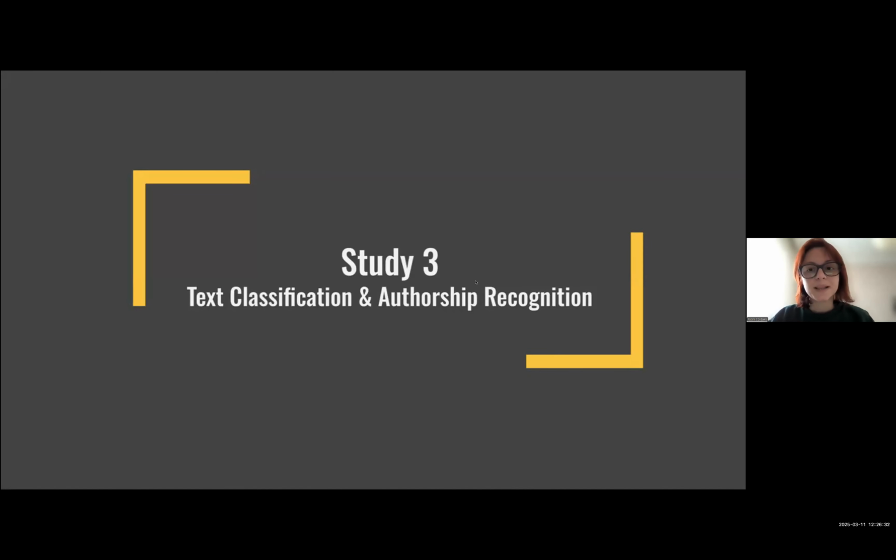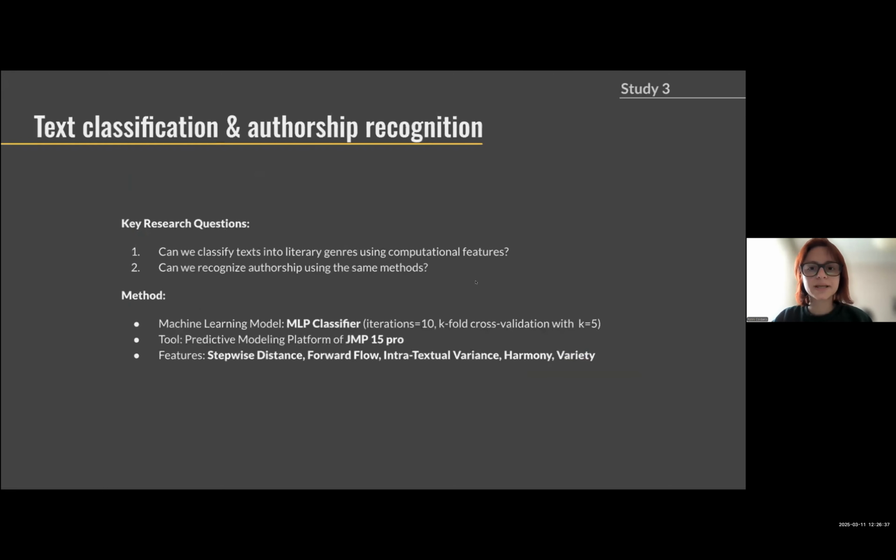The third study applies machine learning to classify text and predict authorship. In this part, the authors tested whether the semantic complexity features, such as the forward flow and the intertextual variance, can distinguish between different literary genres and individual authors. The tasks were performed using an MLP, the standard MLP neural network. The MLP classifier uses 5 complexity features derived from the previous analysis to determine how distinct authors and genres are.